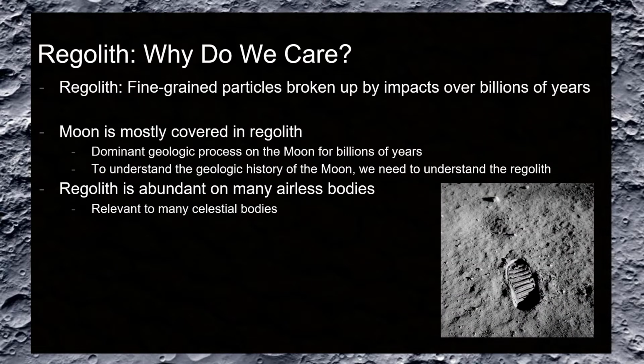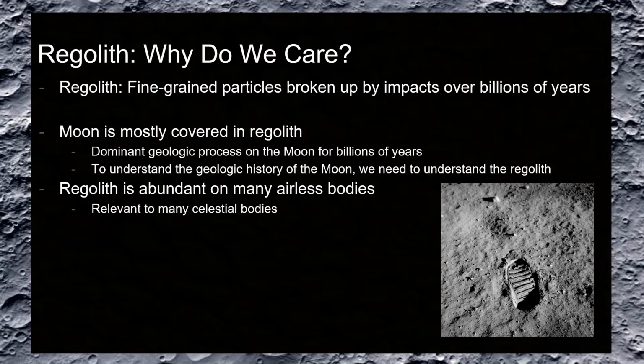As many of you know, regolith is made up of fine-grained particles broken up by impacts over billions of years. So why do we care about regolith? The moon is mostly covered in regolith, and its formation is the dominant geologic process on the moon and has been for billions of years. So to understand the geologic history of the moon, we need to understand the regolith.